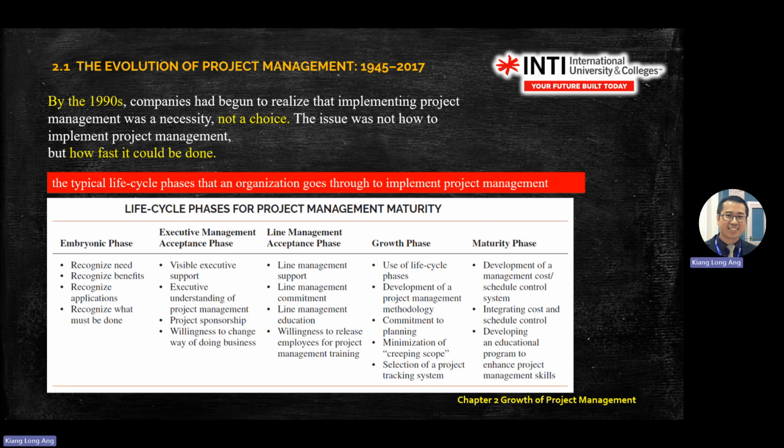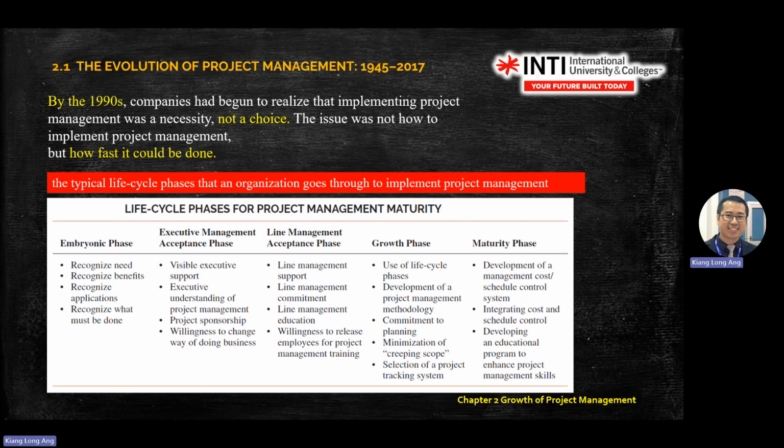They give me another answer for another thing. So life cycle phases for an organization go through to implement project management. There is a project life cycle. Half of the class gave this answer, and half the class gave me project planning phases. There are project planning phases in the previous slides.